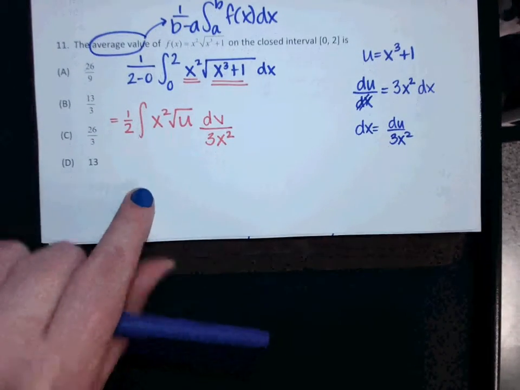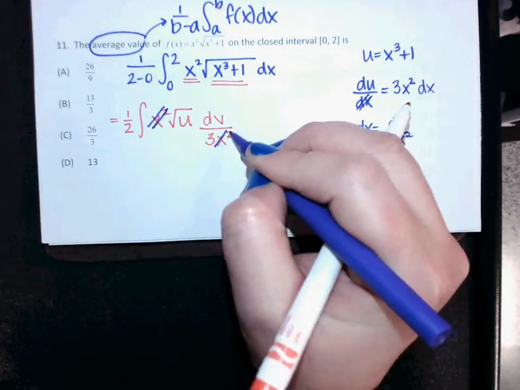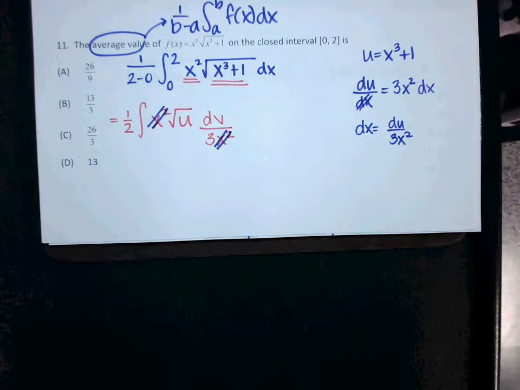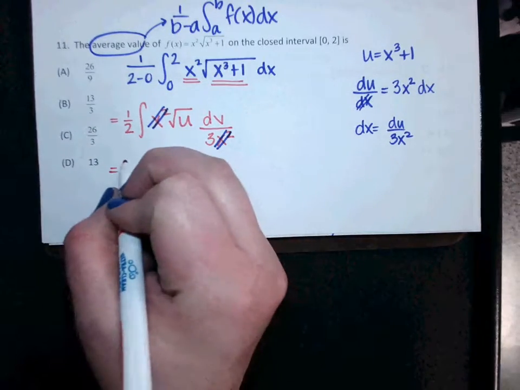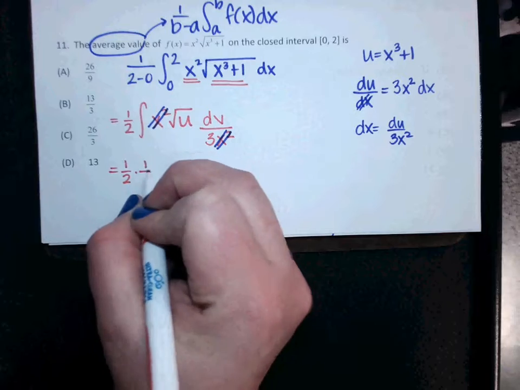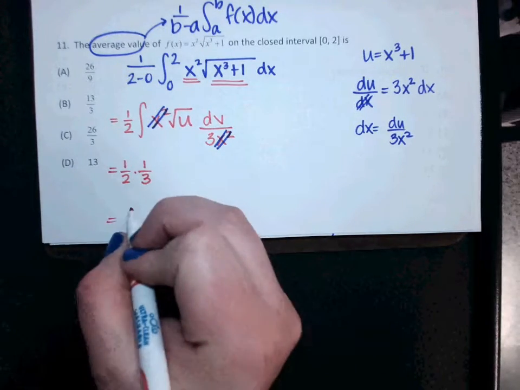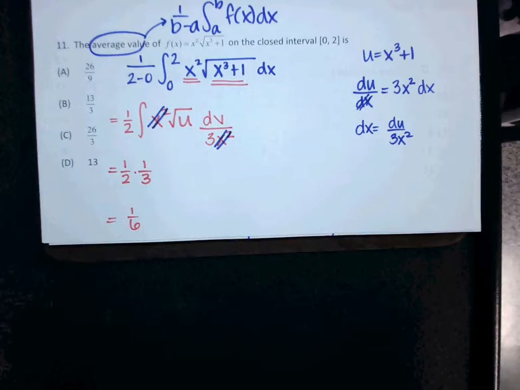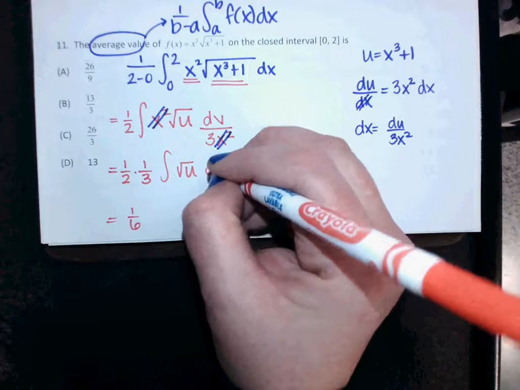What's going to happen with your x squareds? Okay, they always have to cancel out. That's good. I have a 3 left over. Is it a 3 halves in the front? No, it's a 1/2 times a 1/3 in the front. What's that going to be? A 1/6. Very good. Okay, then I have the integral of square root u du.